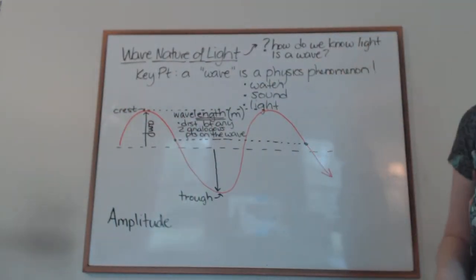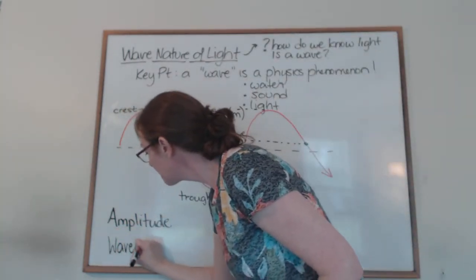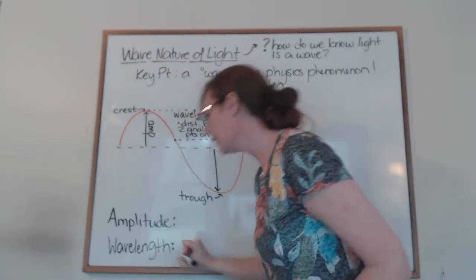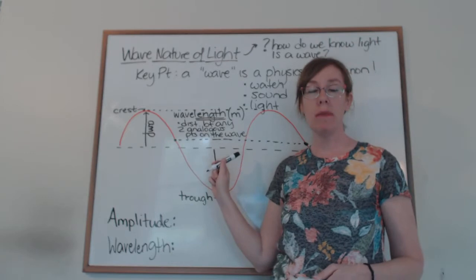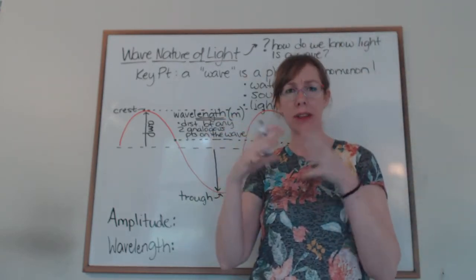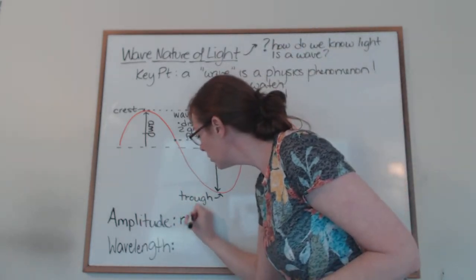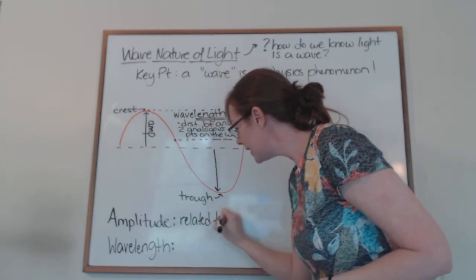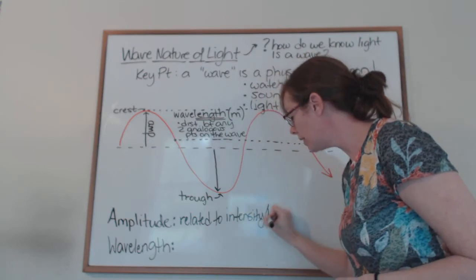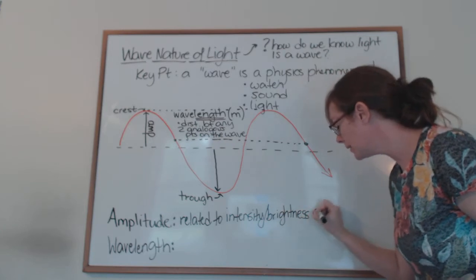Alrighty, so let me write wavelength here. Amplitude and wavelength. Now these two different things that you can measure actually tell you two different things about the wave. Amplitude is related to the intensity or brightness. Now I'm going to talk just about a light wave here. Related to the intensity or brightness of light.